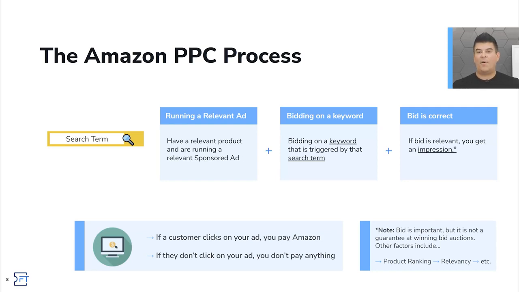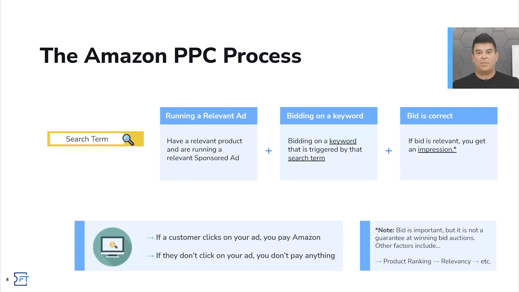There are a couple of other factors that are related to relevancy, not just bid. So we don't want to say that your highest bid is always going to win, because that simply is not the case. Some other factors that Amazon looks at are product ranking and relevancy, but you do need to make sure that you have a competitive bid.